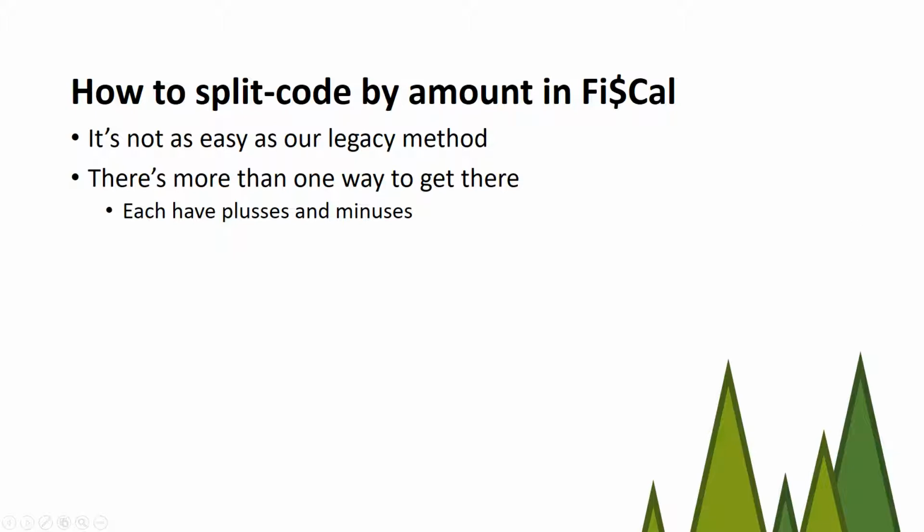All right, so how do you do this? Well, split coding by amount is not as easy in Fiscal as it was in our legacy method, and there are different ways to do it, each with pluses and minuses. Although you can somewhat blend the techniques in various ways, I'll show you 2 different techniques, and allow your ingenuity and growing understanding of the system to take it from there.